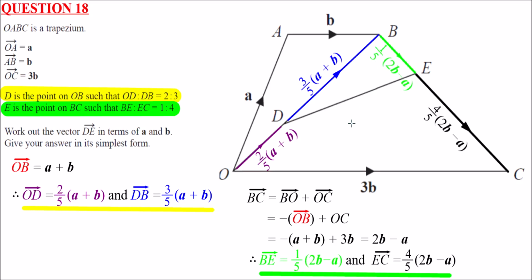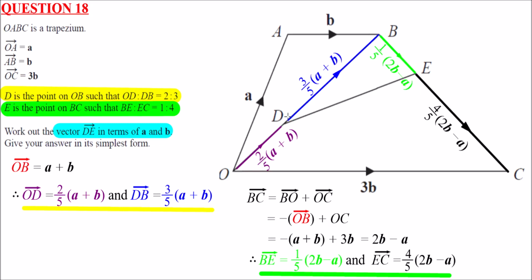Now we're getting close to actually solving what we want to. We need to find vector DE in terms of A and B. So from D to E means from this point here to where it says E, using vectors we know. Well, we now know from D to B is 3/5 of A plus B. Then once we've gone from D to B, we can then go from B to E. So we've got from D to E using the blue and the green vectors.